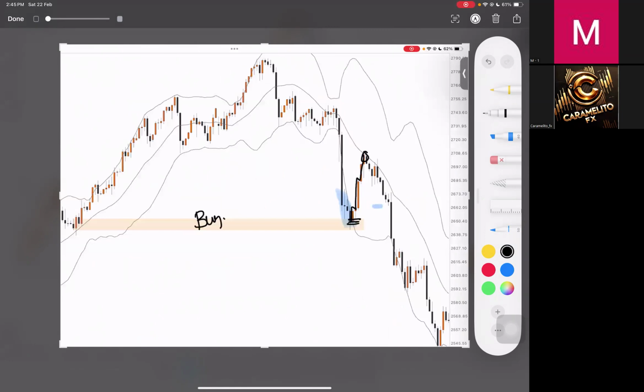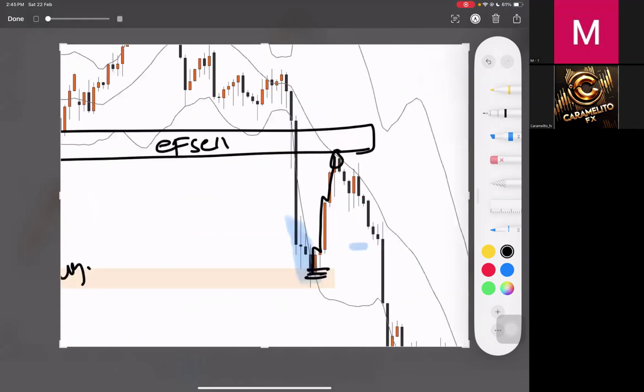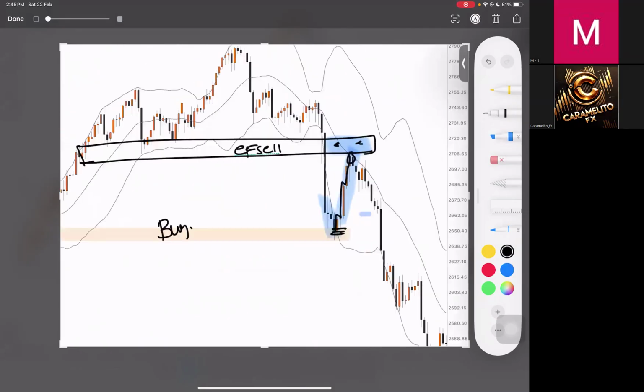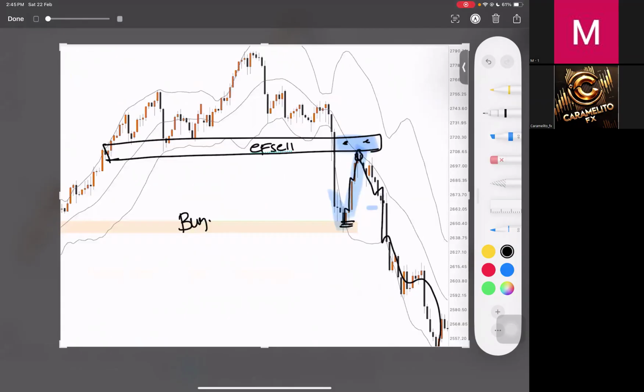After price started around this area, there's an engulfing fail sell here. Price can get back to the original direction. This is selling. So what happened? Boom, boom, boom. Price just broke your entry like this.